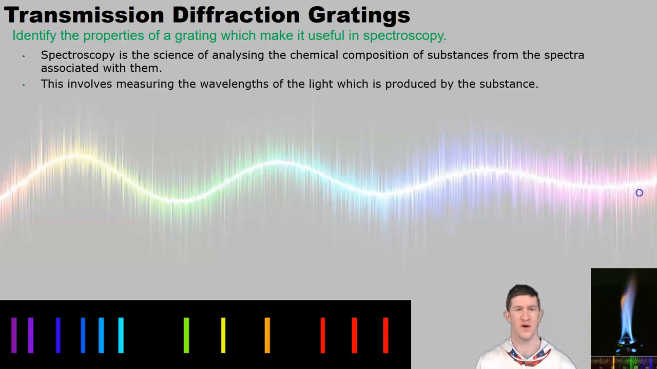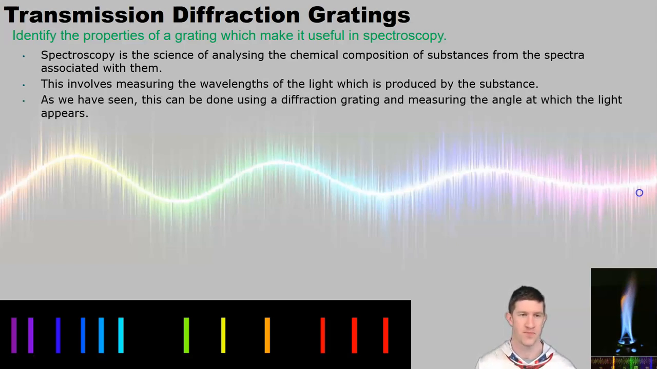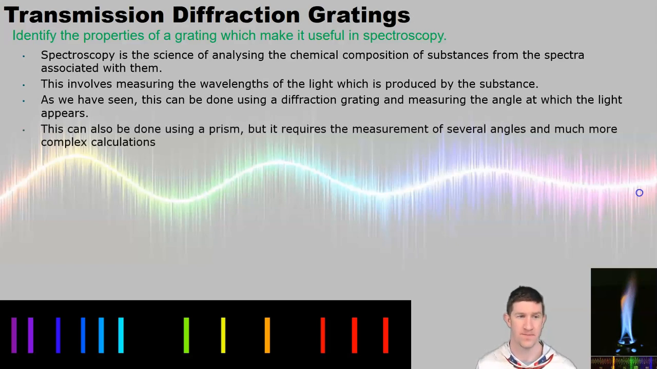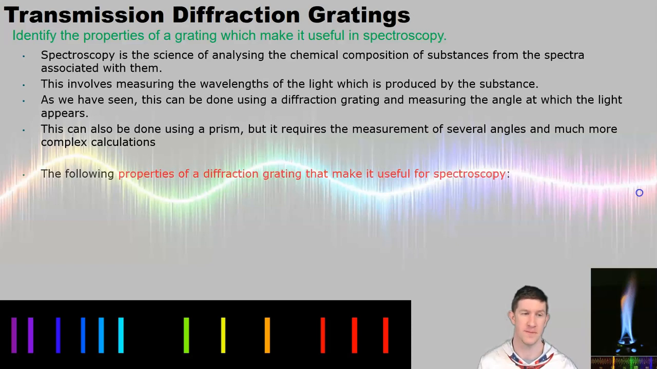So in order to do this, this involves measuring the wavelengths of light which is produced by the substance that is emitting it. As we've seen, we can use this diffraction grating to find the wavelength of the incoming light, just by measuring the difference between their interference fringes and the distance from the slits to the screen. We can rearrange and we can find the wavelength of light. We can also do this using a prism, but to use a prism requires the measurement of several angles and much more complex calculations. So the double slit or the diffraction grating is a simpler version that still gives quite good results. The following properties of a diffraction grating are what makes it useful for spectroscopy.